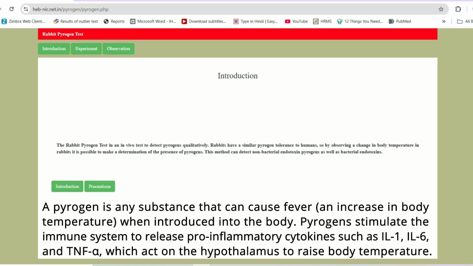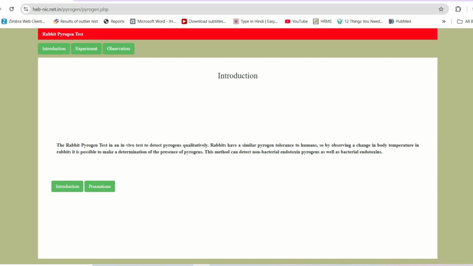So these pyrogens must be detected before a product goes to market for sale. All the parenterals are checked for their pyrogens and then they are entered into the market. Now you can understand what a pyrogen is and why we are doing this experiment. So next we will see what precautions we have to take before conducting the experiment.